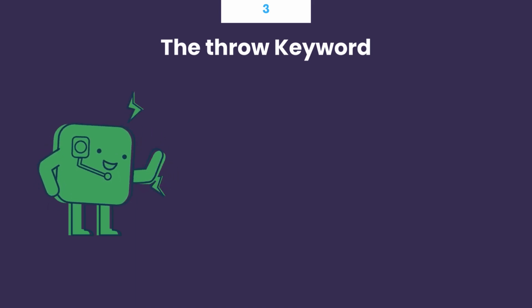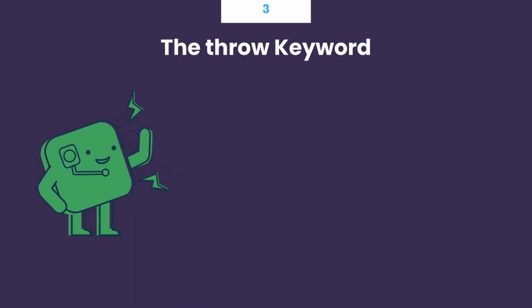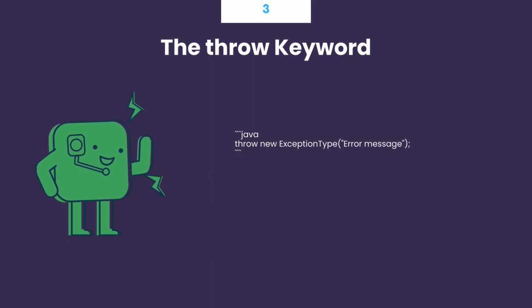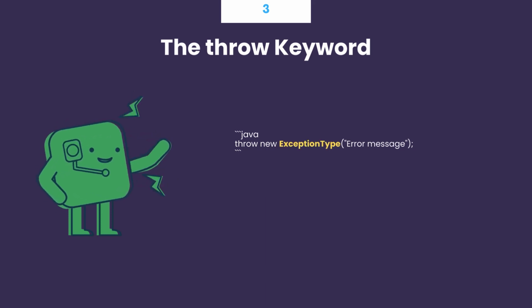This is where the throw keyword comes into play. Here's how it works: throw new ExceptionType("error message"); We create a new instance of the exception type we want to throw and provide an optional error message.